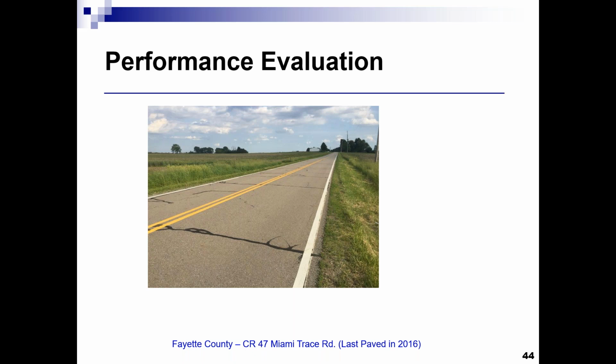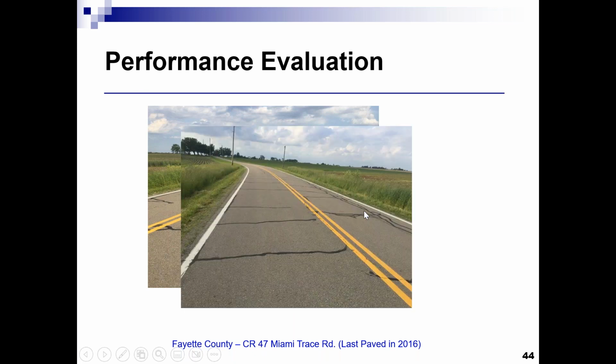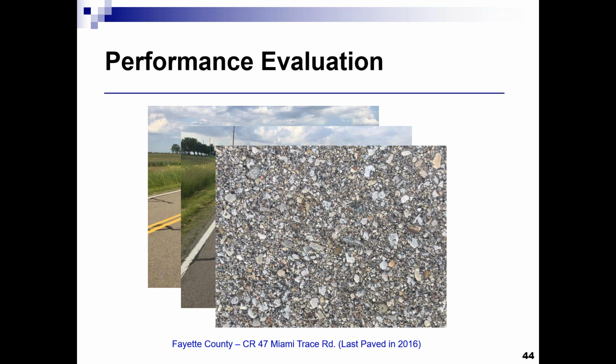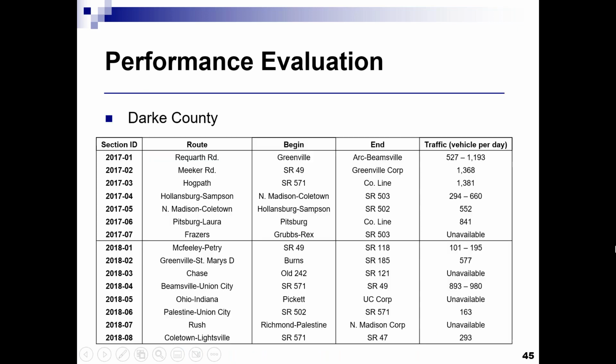County. Again, transverse cracking, which is a low temperature thermal cracking, was commonly observed in several of these sections. And again, very minor signs of raveling were observed in most sections. This is the list of sections that were evaluated in Darke County. You can see we have 2017. We did not have 2015 or 16, so we have 2017 and 18.